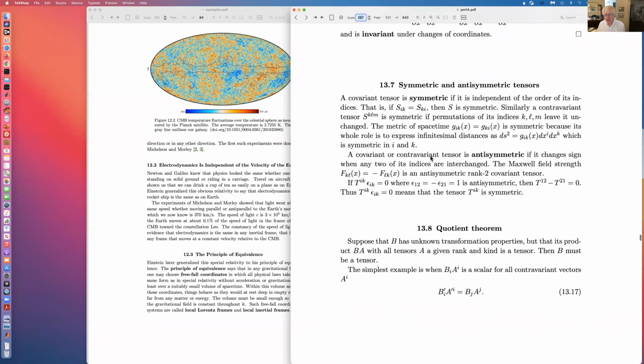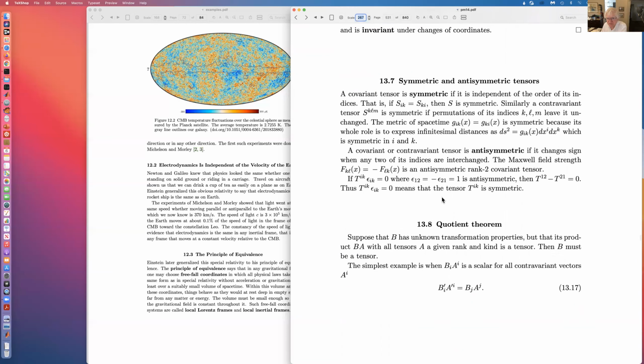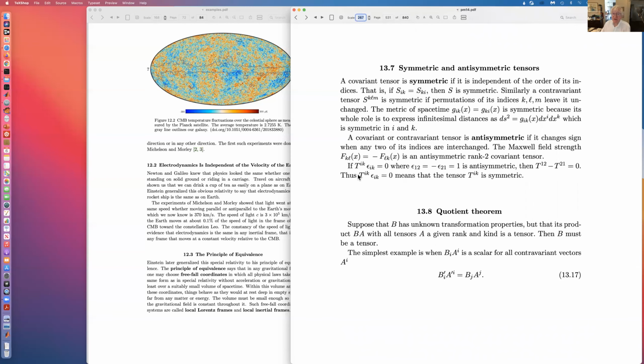A covariant or contravariant tensor is antisymmetric if it changes sign when you interchange the indices. So F_KL of x is minus F_LK of x. That's an antisymmetric rank 2 covariant tensor. One way of thinking of a tensor being symmetric is that if you contract it with an antisymmetric tensor, you're going to get 0.